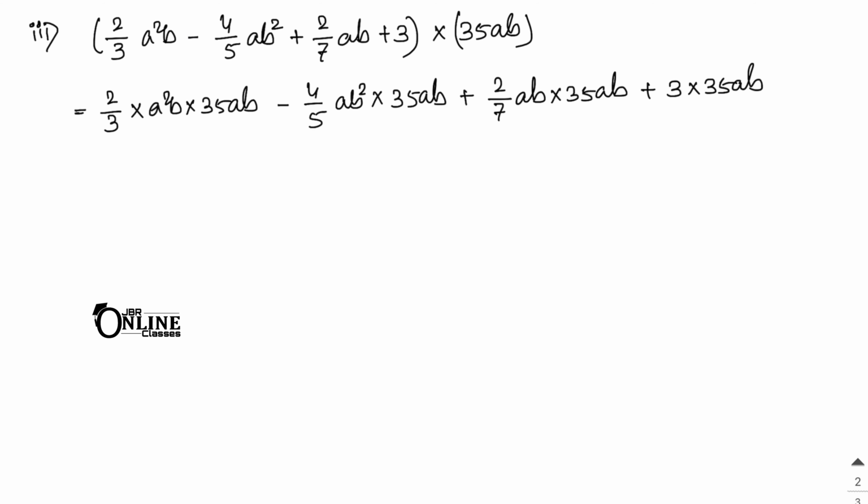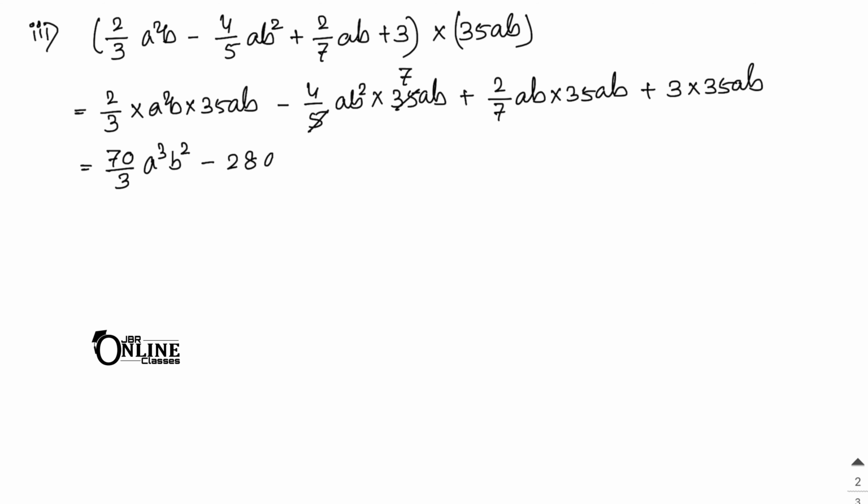So now here first one will be 70 by 3, and here it will be a cube b square. The next one, 5 cancels out with 35, it's 7, so it's 28. Then a into a square, b square into b cube. Then here 7 cancels out with 35, 5, so it becomes 10. Then a square b square, and the last one here 3 into 35, it's 105ab as your answer.